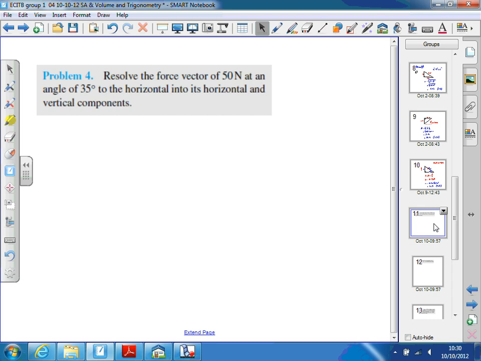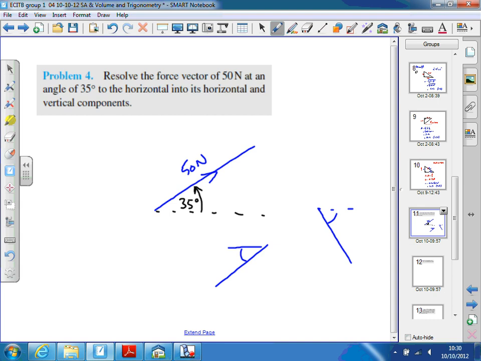If I was looking at this problem, I would draw it: 50 newtons at an angle of 35 degrees to the horizontal. Draw a force of 50 newtons at an angle of 35 degrees to the horizontal. So the first point about drawing is that I would draw that. I would not draw this and then measure that as 35 degrees. I know because of convention that it's like that.